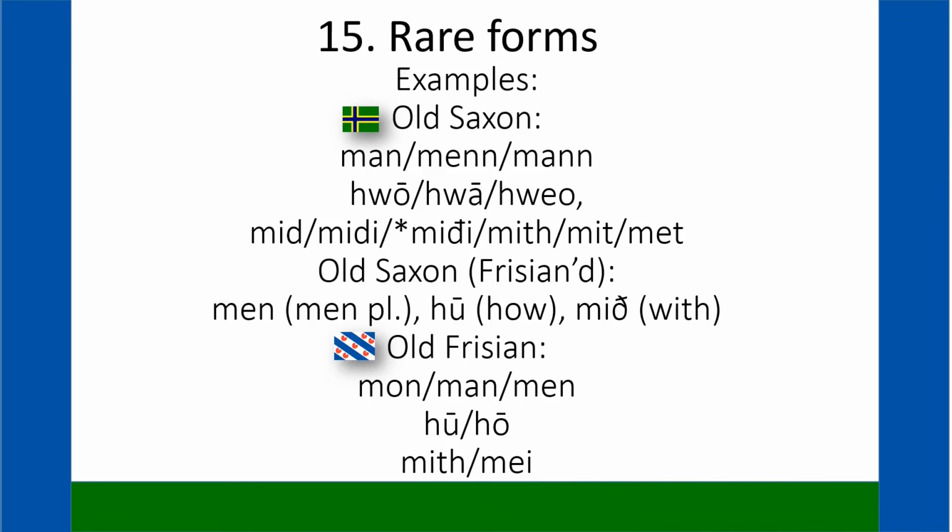As for the final change due to Frisian influence onto Old Saxon, there are some rare forms. So we have a rare form for, well, let's start with the Old Saxon. And this is the word for men, plural. So for Old Saxon, you have a few variations here. You got man, men, man. And then moving on to how, in Old Saxon it was huo, hua, and hueo. And then the word for with, you have mid, midi.